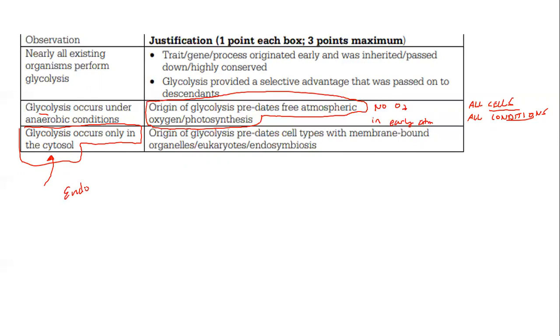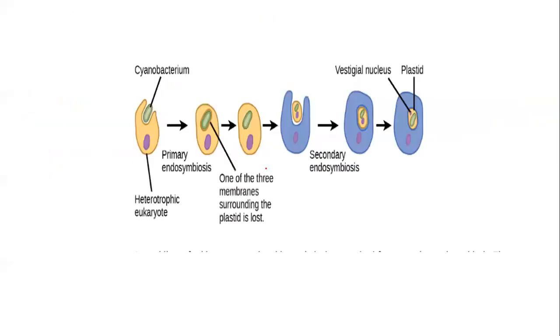So this one was really dealing with the endosymbiotic theory, and that is something really specific for you to have gotten this point. Glycolysis predates cell types with membrane-bound organelles. If you forgot what the endosymbiosis theory is, it is this: this was your ancestral cell, and this was essentially the mitochondria. It engulfed a prokaryotic cell that was really good at doing some form of respiration, and that's how it got that second membrane.